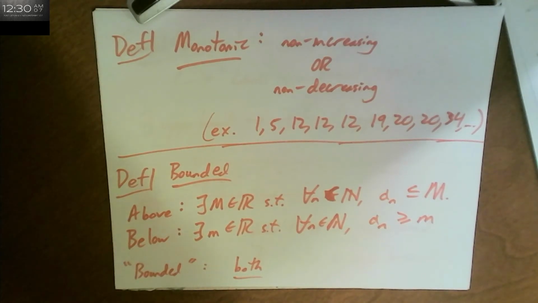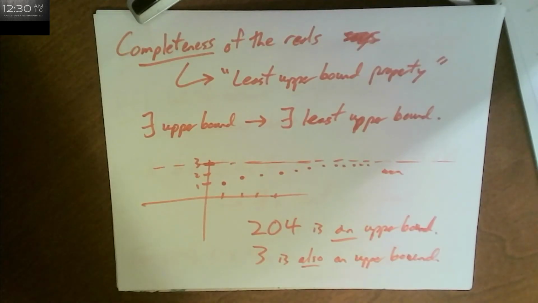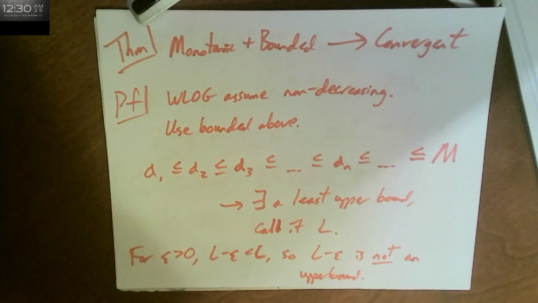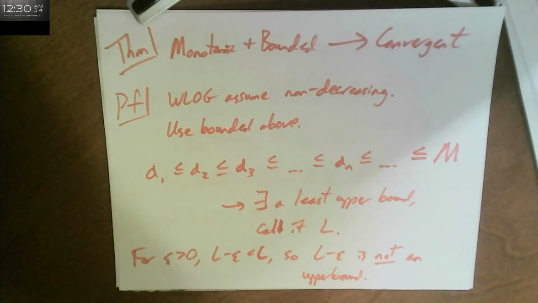Definition of monotonic and of bounded. Bounded above, bounded below, and just the word bounded. Something way beyond this course. Way beyond this course. But why do we need it? I needed to say that L minus epsilon is not an upper bound in this proof. The proof that monotonic and bounded sequences are themselves convergent. If you are monotonic and bounded, you are a convergent sequence.